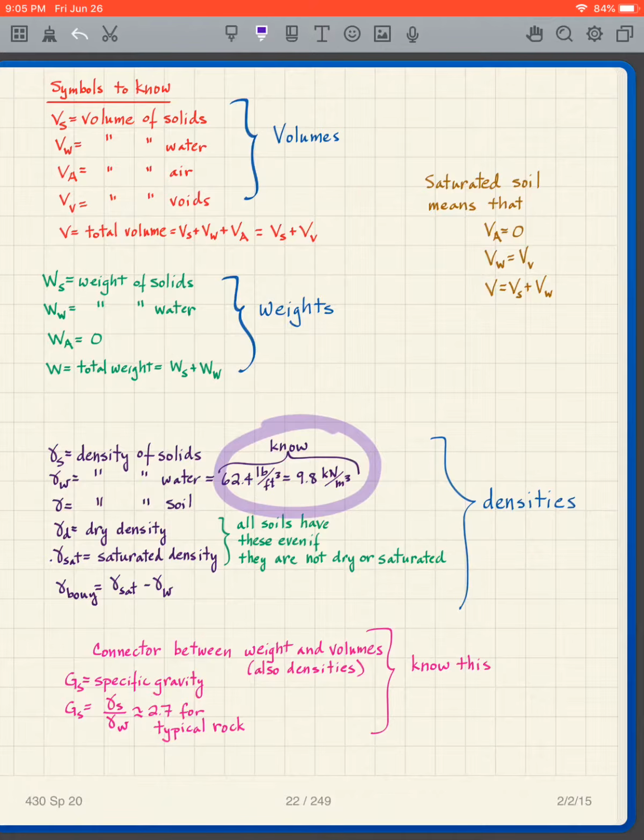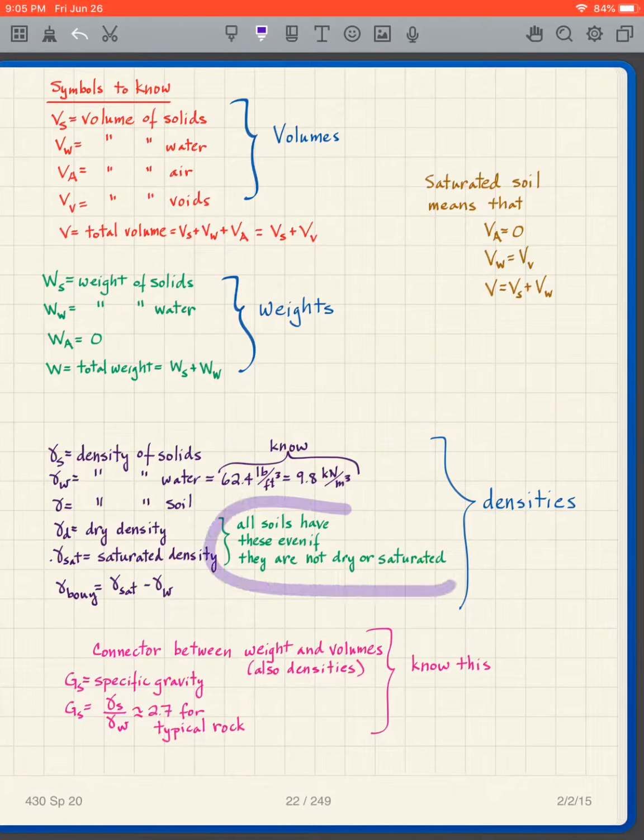You pretty much need to know these for the rest of your life, because density of water just comes up in a lot of different problems in your civil engineering career. So you need to know what the density of water is. We're going to have equations with gamma W, but we know what it is. We just have to pay attention to which units we're using. And I'm only requiring you to know those 2 units.